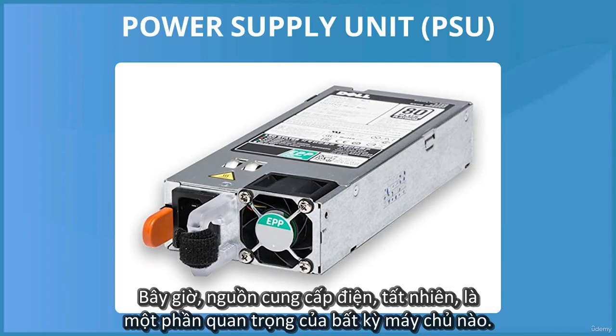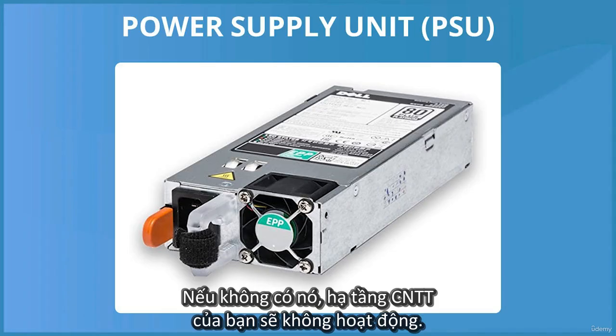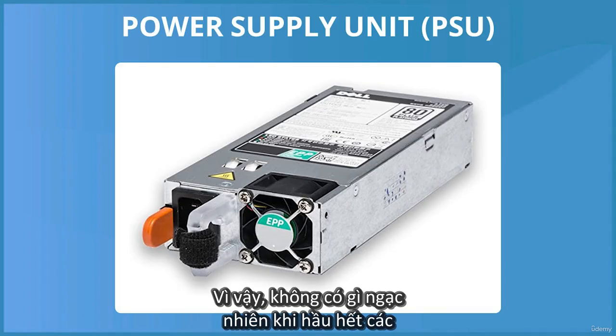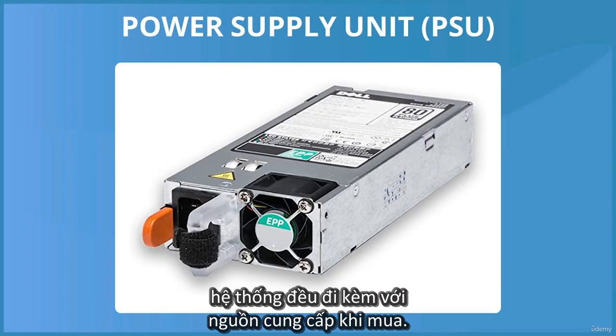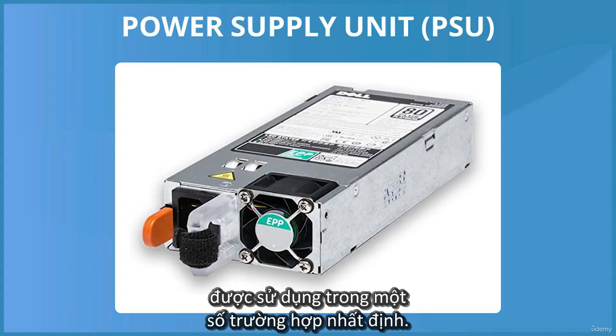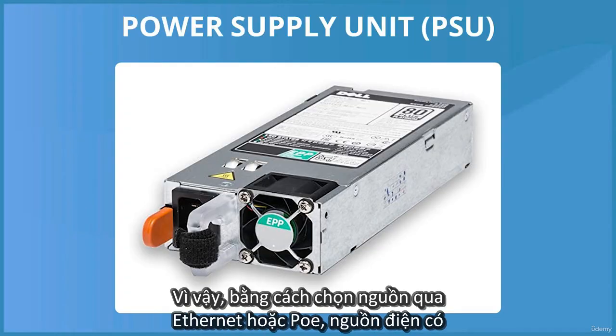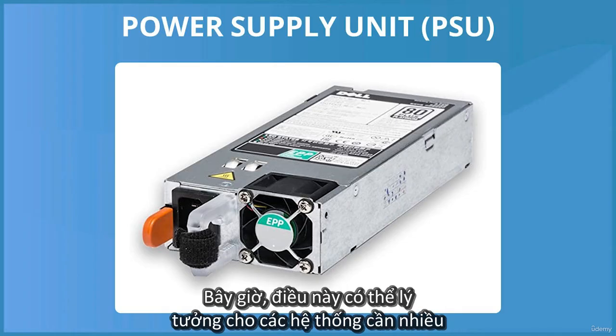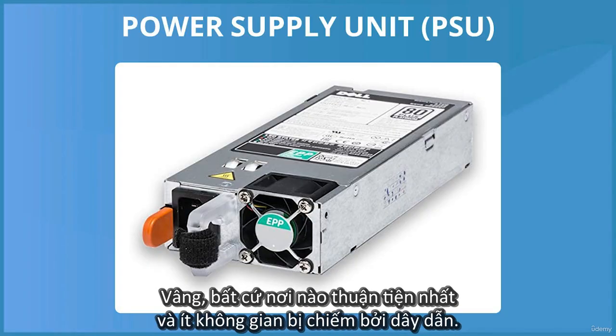Now, the power supply unit is, of course, a crucial part of any server. Without it, your IT infrastructure wouldn't work. So it's no surprise, then, that most systems include a power supply upon purchase. However, there is an alternative to the PSU that can be used in certain instances. By choosing power over Ethernet, or PoE, electrical power can be carried within network cables without being tethered to an electrical outlet. Now, this can be ideal for systems that need more flexibility, because PoE can provide wireless access points wherever it's most convenient, and less space is taken up by wiring.